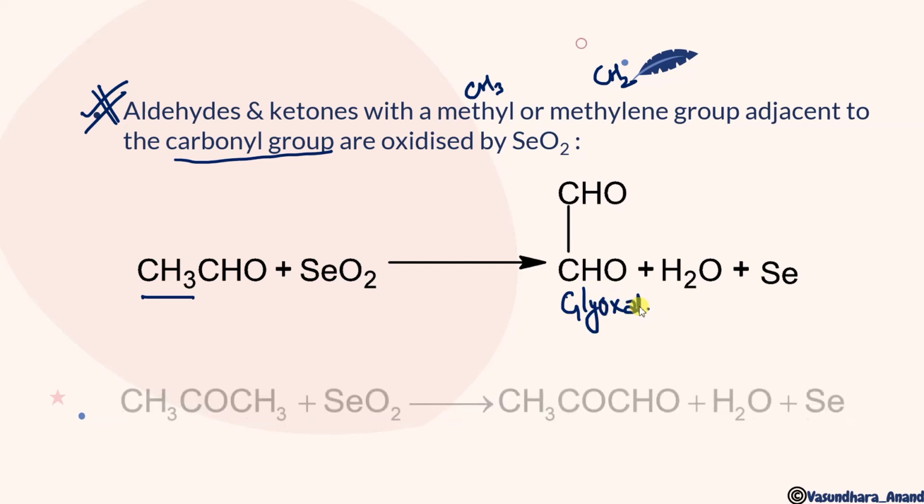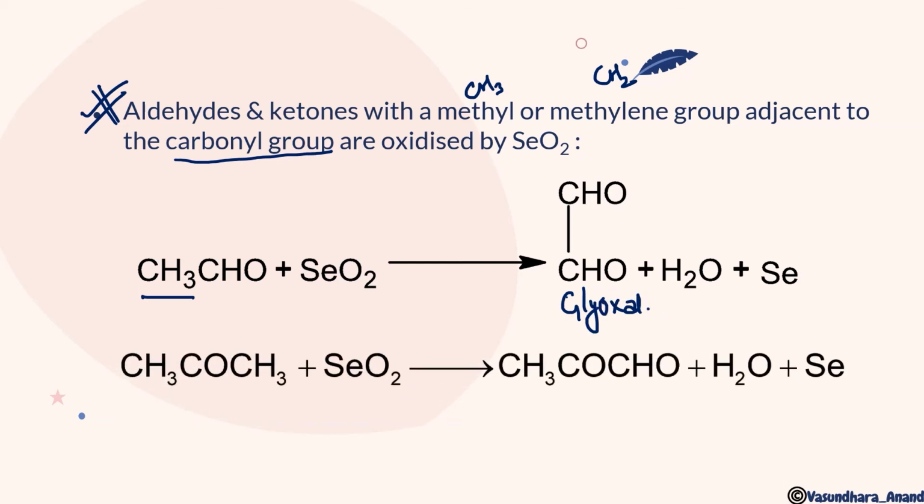Clear? Another example, like this CH3 CO CH3. One time if we do it, one CH3 will convert into CHO. Second time if we use it, this will also convert into CHO. So first time, one selenium oxide will convert this into a CHO group, and then H2O forms and selenium oxide is reduced to selenium as the reduced product. Okay, so this is the reaction.